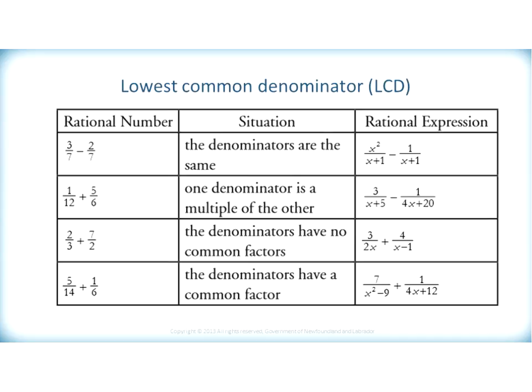The lowest common denominator. When we're adding and subtracting rational expressions, we have to determine the lowest common denominator. We cannot add rational expressions without the lowest common denominator. As you can see in this rational expression, the denominators are alike, and therefore we just subtract the numerators.